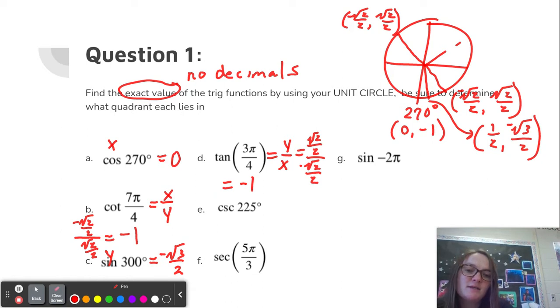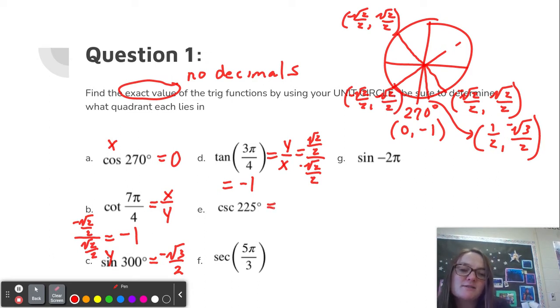Next one, the cosecant of 225 degrees. Well, 225 degrees happens right here at 5 pi over 4, and its ordered pair is going to be negative radical 2 over 2, comma, negative radical 2 over 2 on your unit circle. Cosecant is equal to r over y. But remember on a unit circle that r is always 1, so I'm looking for 1 over y.